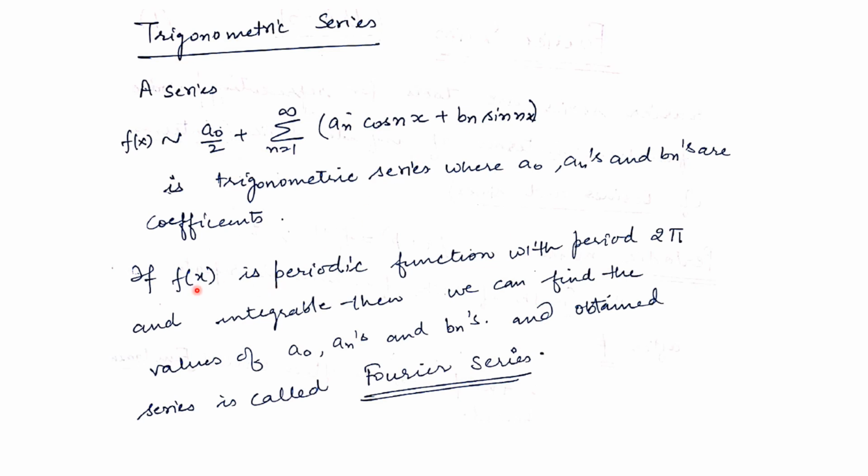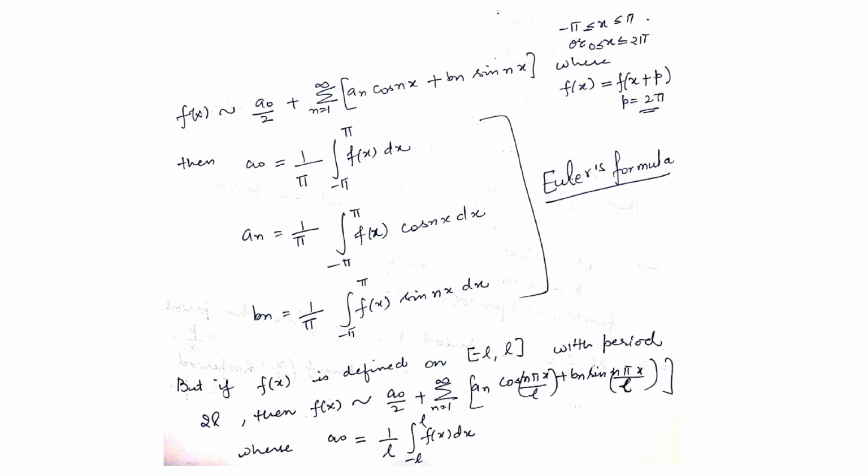Okay. If our function is periodic with period 2 pi and integrable, then we can find the values of a0, an's and bn's, and we can obtain a series which is called the Fourier series, and these coefficients a0, an's and bn's are called Fourier coefficients. So how do we evaluate these values a0, an's and bn's?